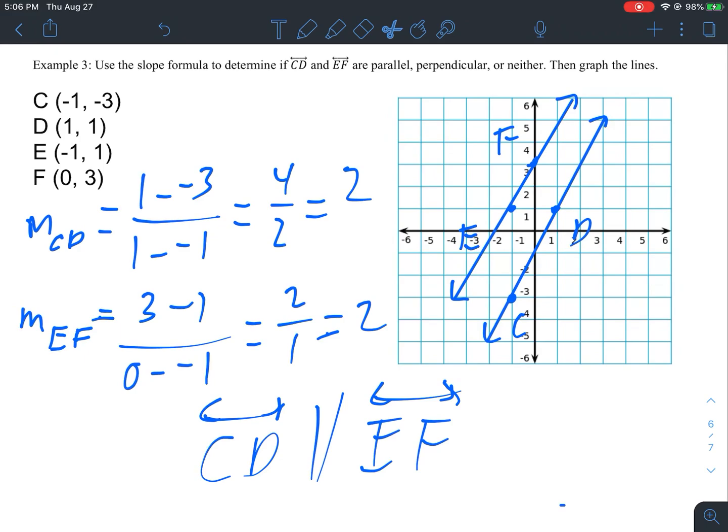Okay, here's what you should have got for the last problem. The slope of CD is 2. The slope of EF is 2. Therefore, EF and CD are parallel.